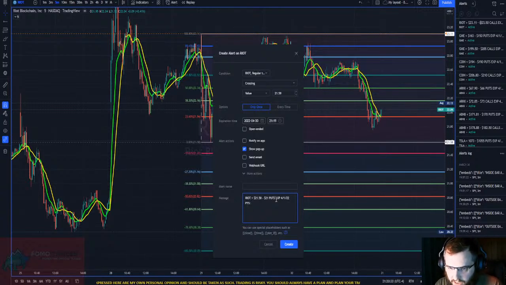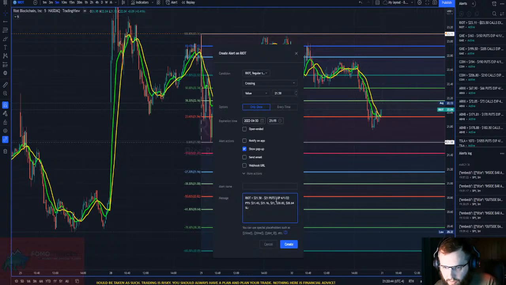Price targets: 21.43 at your 10%, at your 27.2 would be 21.16. Then we've got 21 on the head, 20.82, and 20.64.